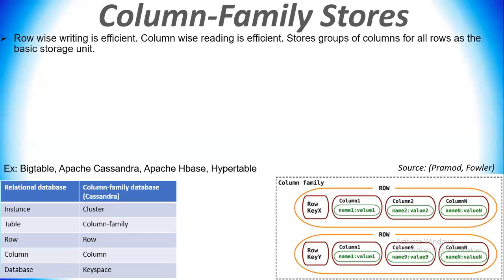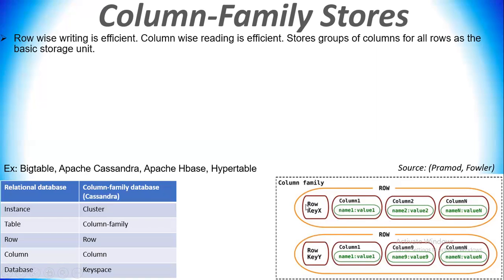And the fact is, row-wise writing is efficient. Why is row-wise writing efficient? Because the row can be identified easily just by one operation using the key. So writing to a column, using a row, because the row is identified by a key, you can identify the row and then just come to the column easily.